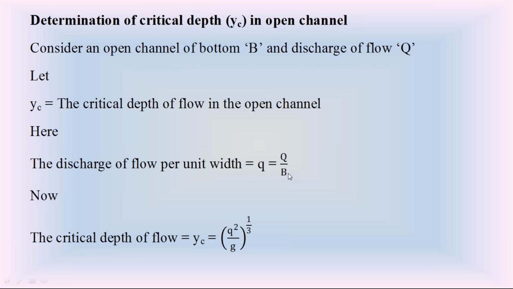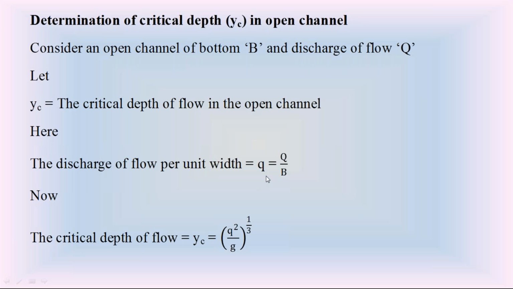Then Q by B, total discharge divided by bottom width B, is called the discharge of flow per unit width, small q. So the discharge of water flow per unit width, small q, is equal to total discharge divided by bottom width B. By knowing this total discharge Q and this bottom width B, I can calculate this small q.